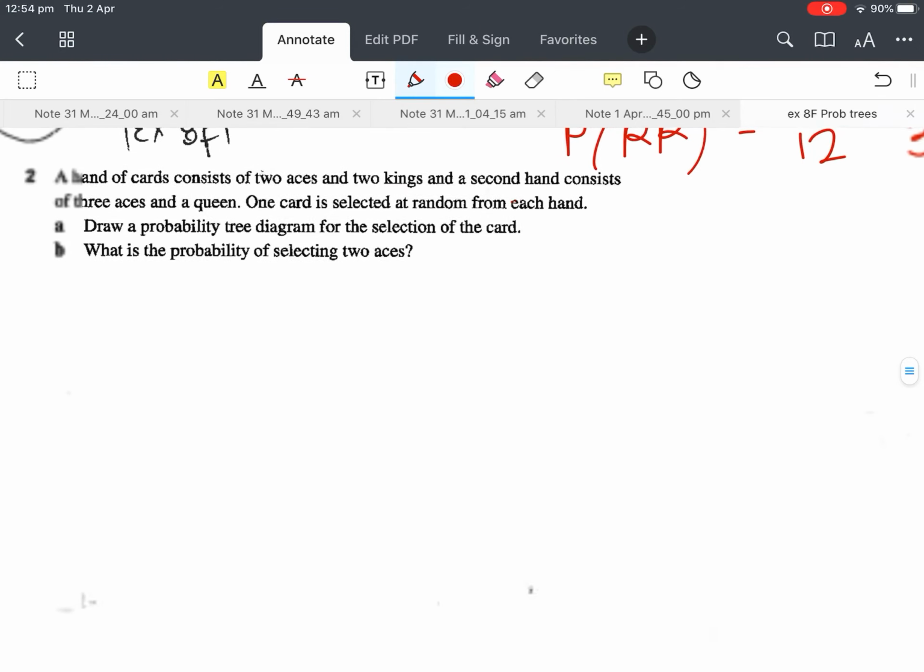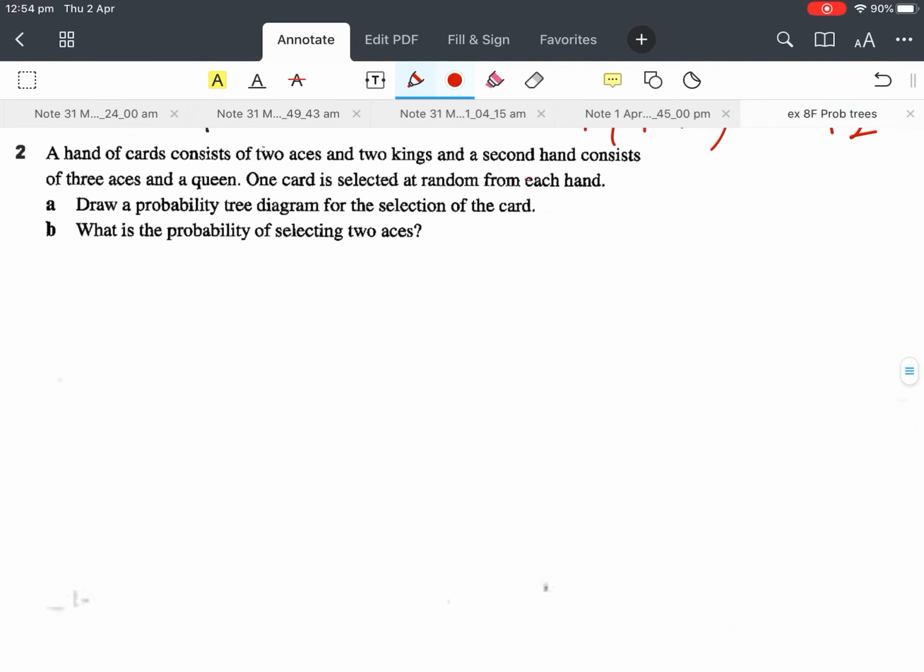So here we go. Here the question says, a hand of cards consists of 2 aces and 2 kings, and a second hand consists of 3 aces and a queen. So I'm going to draw the first arm, first of all. My first set of branches, my 2 different sets of cards, are aces and kings. I have to say to myself, how many aces do I have? And how many kings do I have? I have 2 of each. So all up, I've got 4 cards.